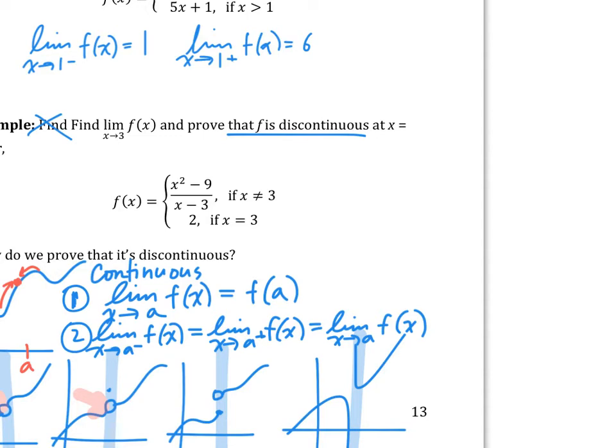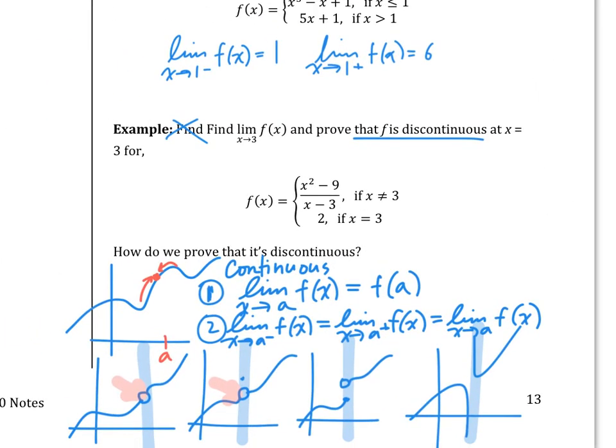And to find the limit at that number, and that is 3, because it's asking us what's going on at 3, is it continuous or not? So we have to figure out the limit at 3. And to figure out the limit at 3, we have to figure out where it's going from the left of 3 and where it's going from the right of 3.